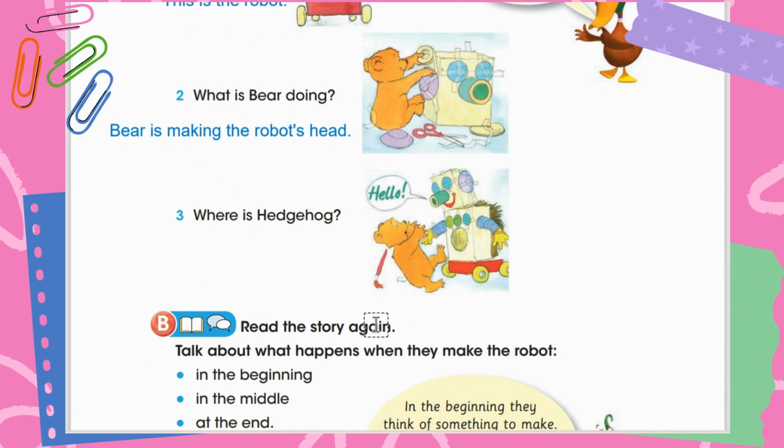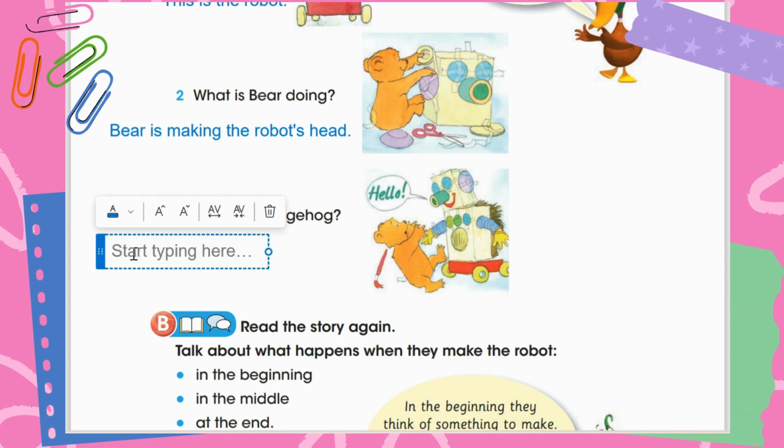Where is the hedgehog? Do you remember where the hedgehog was in the story? If you don't, don't worry, go back and read the story again and tell me where the hedgehog is. Okay, yes, the hedgehog is behind the robot. Do you know what behind means? When somebody is behind something, they are covering the part in front. So we write here: hedgehog is behind the robot.